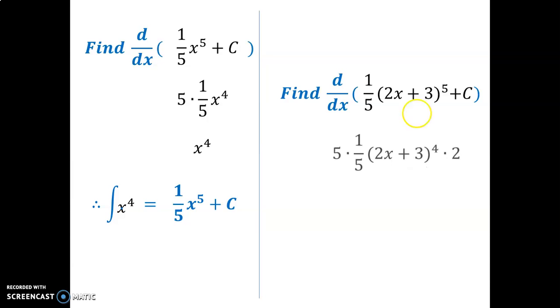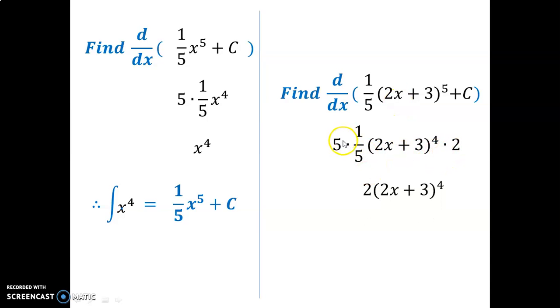Okay, here you'll need the chain rule. So again, the 5 drops down, we multiply here. This is decreased by 1. But then we also multiply by 2, because remember, when we have a function within a function, so we're doing chain rule, we have to take the derivative of the inner one, which is 2, and multiply by that. So now this simplifies a little bit. Those cancel, we have a 2 in front, we have this.